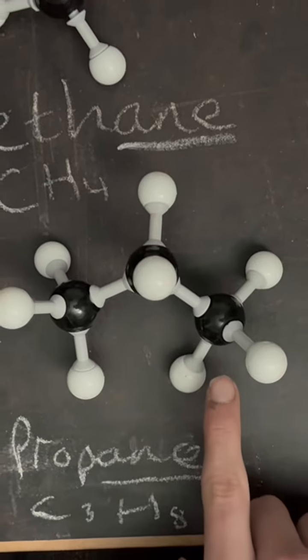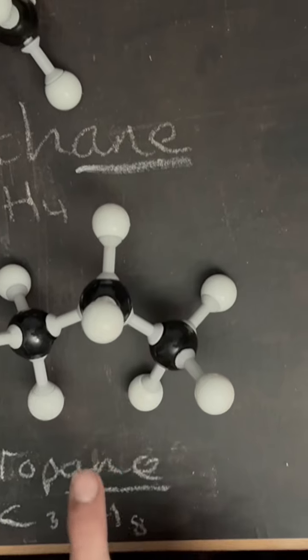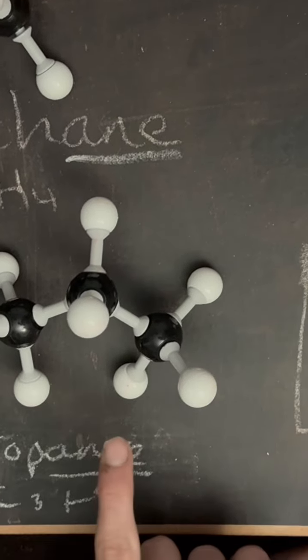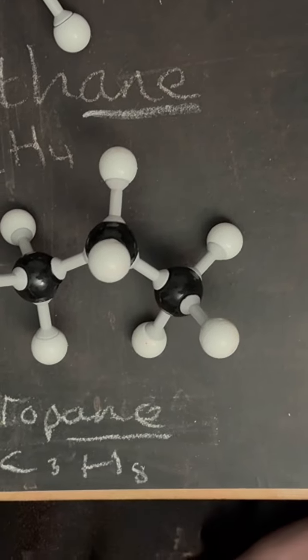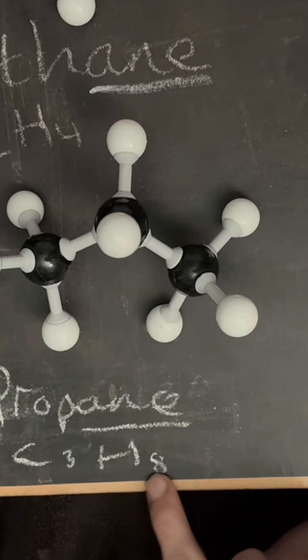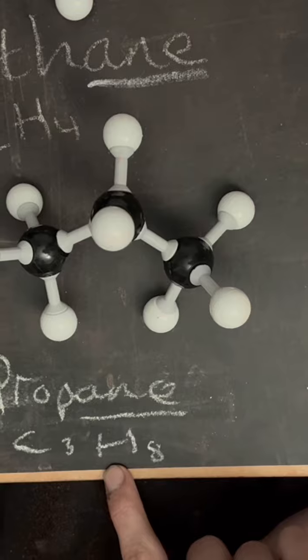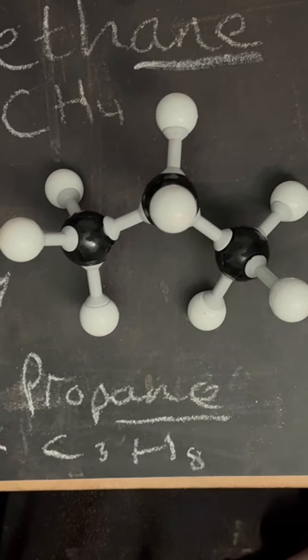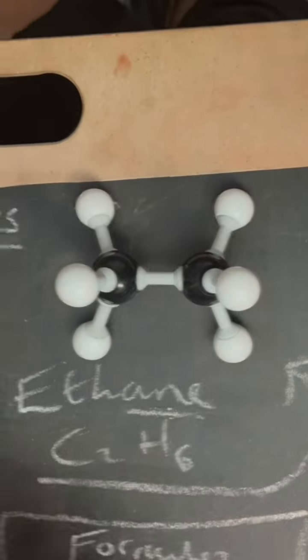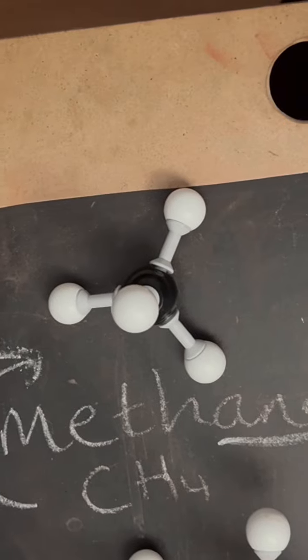This has 3 carbons, and 3 times 2 gives you 6. 6 hydrogens plus 2 from your formula over here gives you H8. C3H8. That's your formula. This works for all alkanes, for example, ethane and methane. That is an example of an alkane.